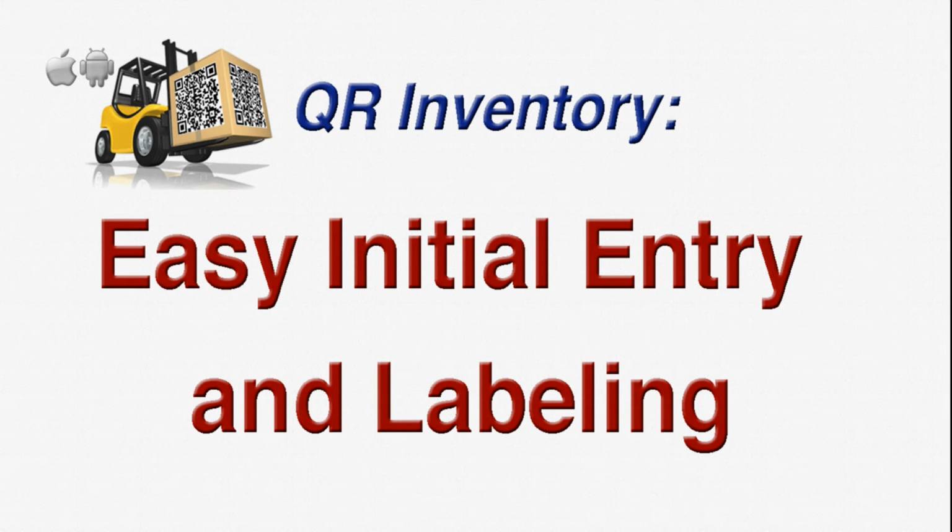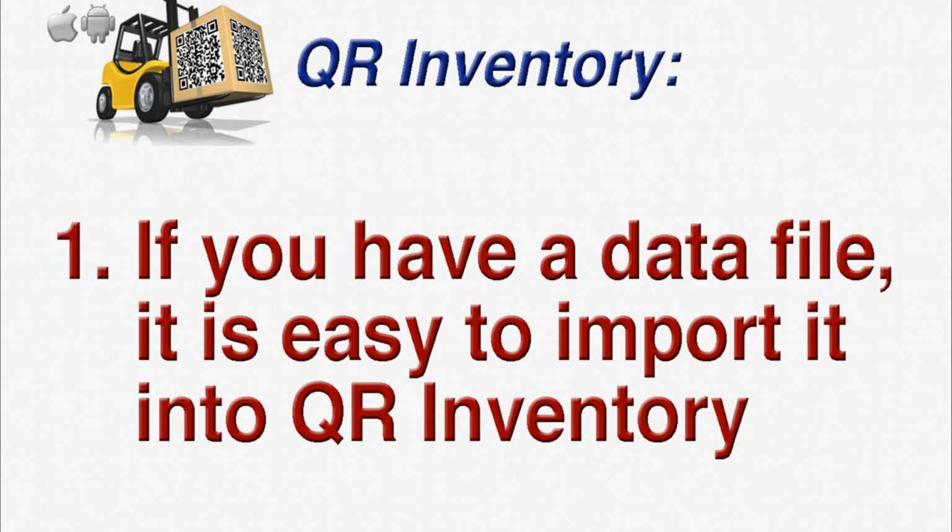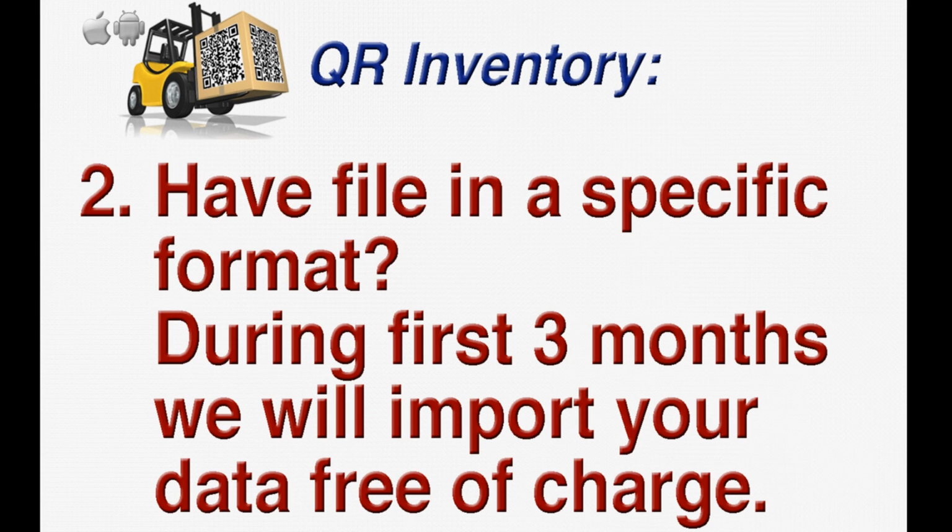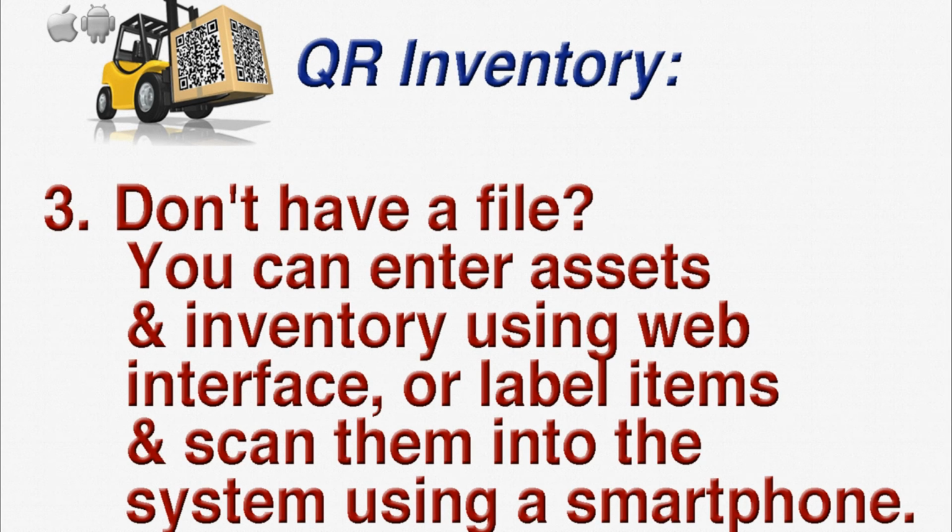QR Inventory is different in that it offers a really easy initial entry and labeling. Don't know how to start organizing assets and inventory? QR Inventory makes it easy and gives you lots of options. If you have a data file, import it into QR Inventory. Do you have a file in a specific format and don't want to change it? During first 3 months, we will import your data for you in the format that you have free of charge. Don't have a file? You can enter assets and inventory manually using the web interface or label items and immediately scan them into the system using a smartphone.